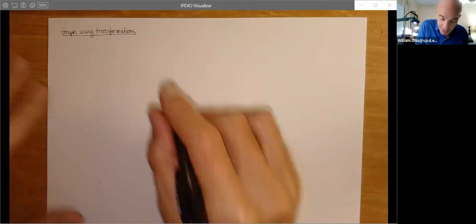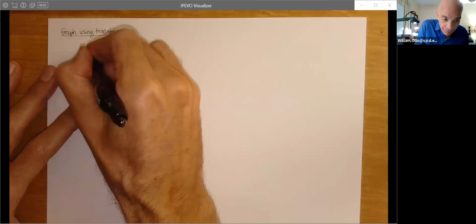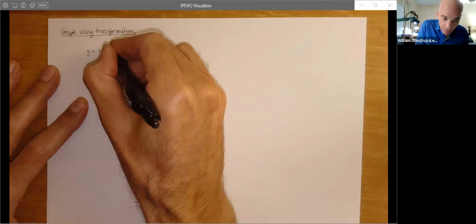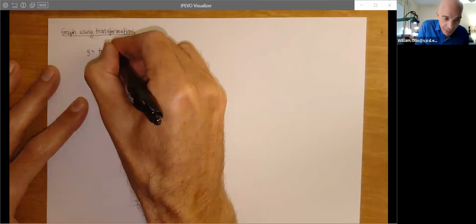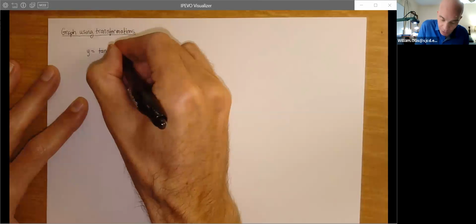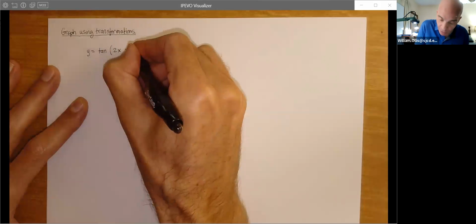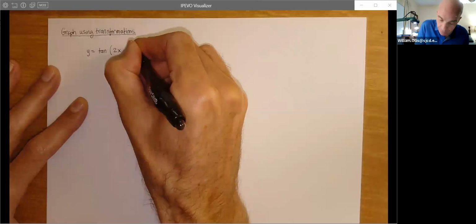So let's look at this. So say we have y equals tangent of, in this case, 2x minus 2 pi over 3.